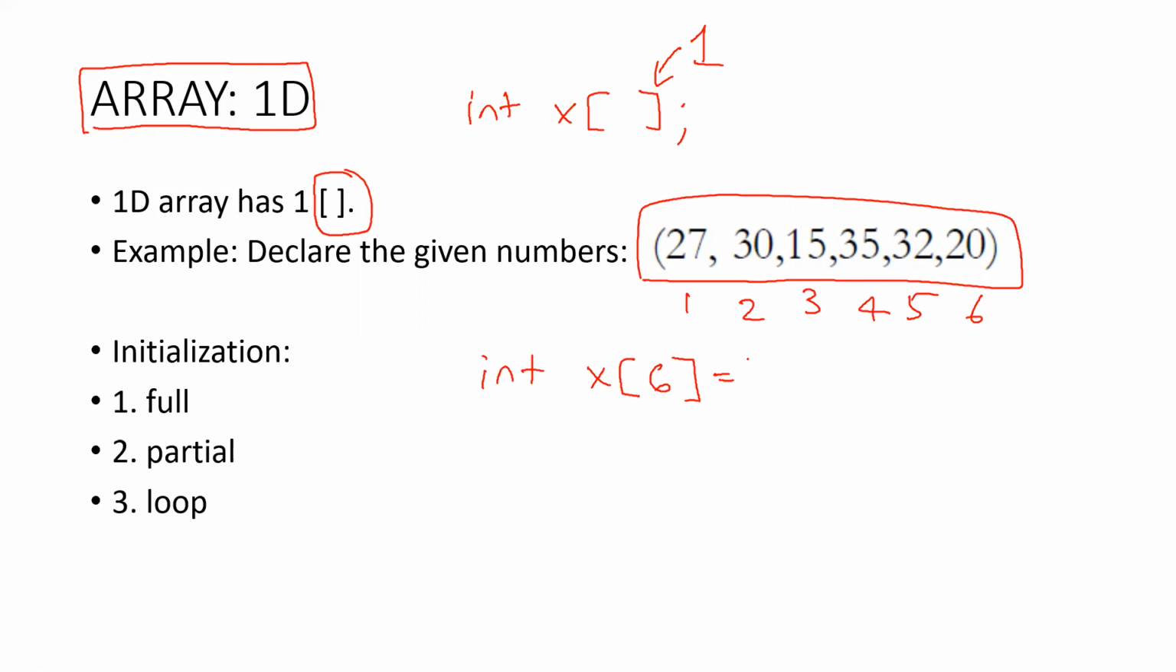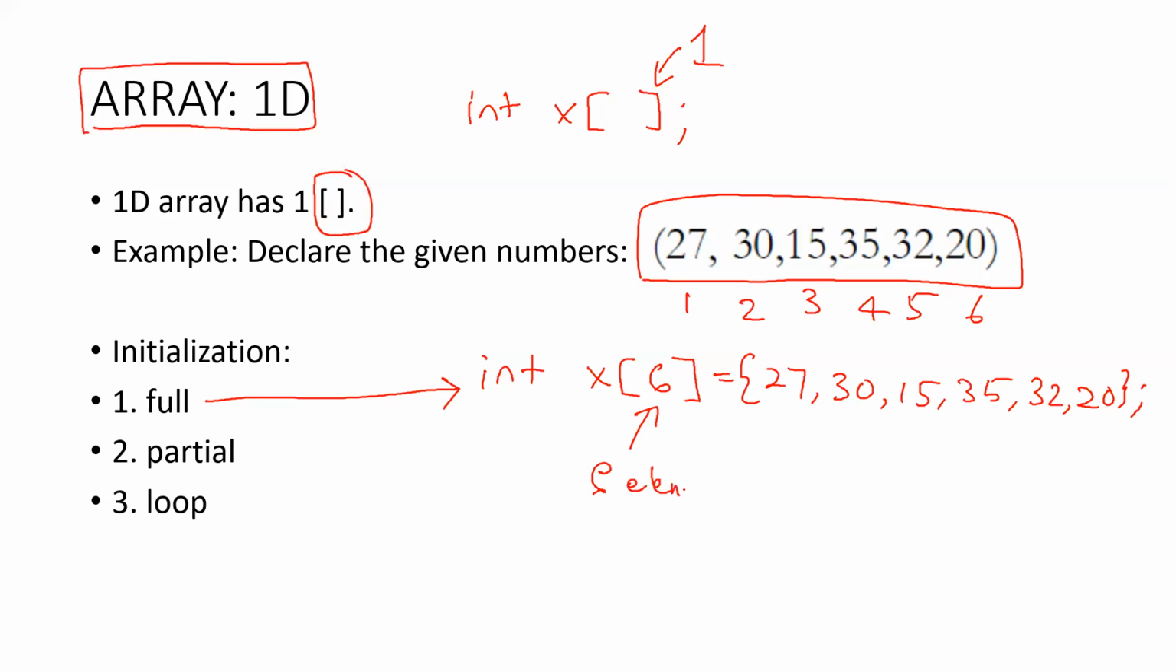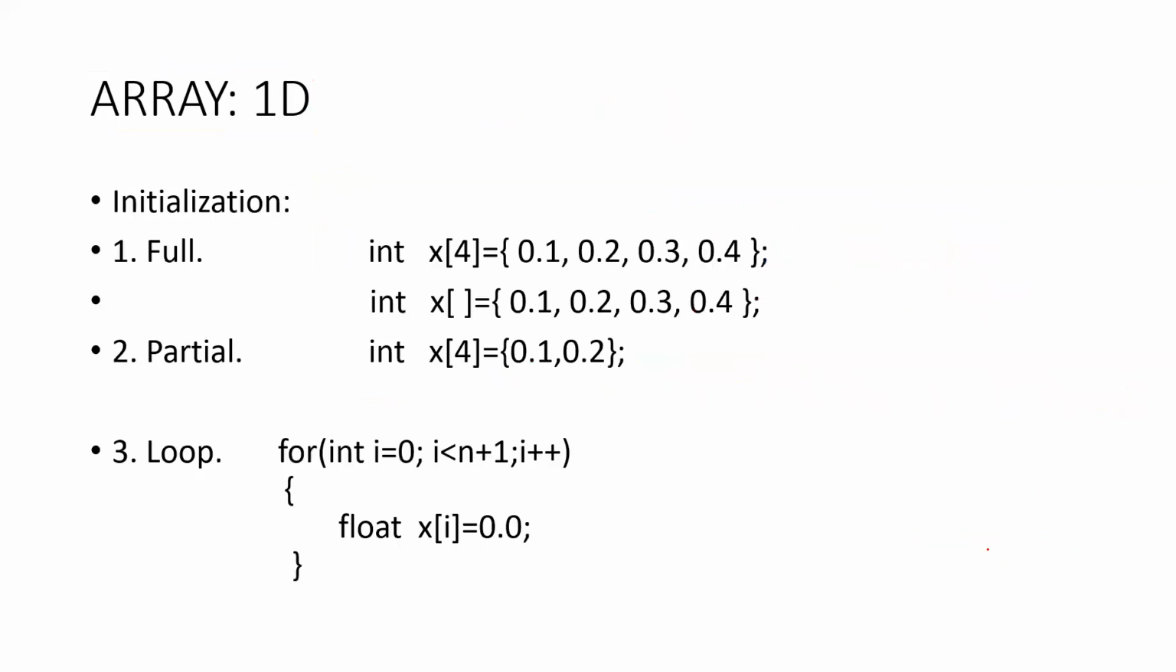So this is 27, 30, 15, 35, 32, and 20. Yang ni nama dia full declaration. So this is from this. Apa maksud full? So I have 6 element. And for every element, everything is declared. So ia adalah full element.